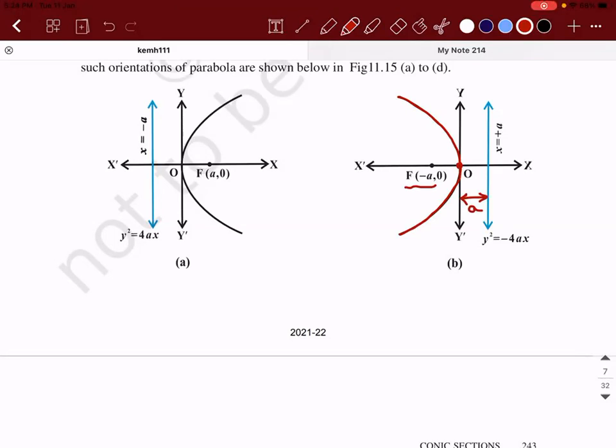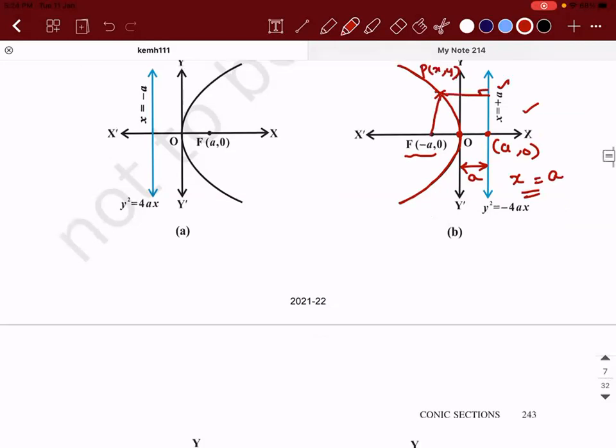Then what will be the equation of directrix here? So the coordinate of this point is a comma 0. So equation of a straight line parallel to y-axis is x is equal to constant, and the constant here is a. So x is equal to a. Okay. Now, if I take a point P x comma y, if I join these two, then what am I going to get?